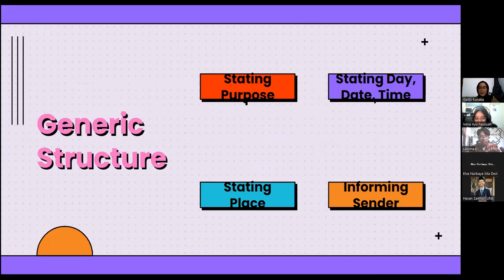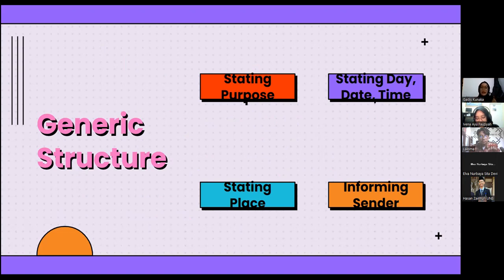Next is the generic structure. There are four parts. First is stating the purpose, which contains what event will be held. Second is stating the day, date, and time, which contains when the event will be held. The third is stating the place where the event will be held, and the fourth is informing the sender, to whom the announcement is addressed.